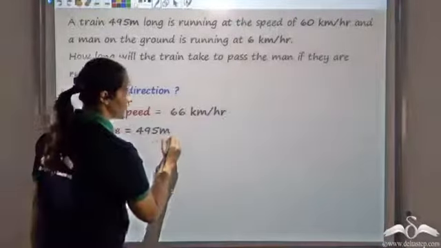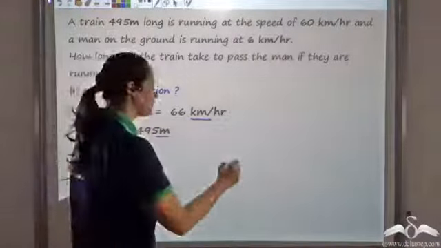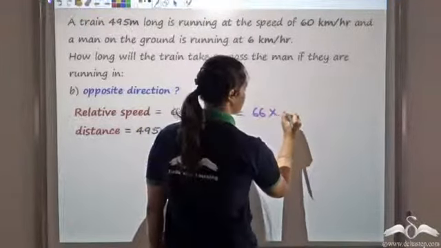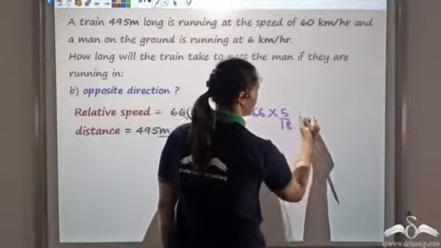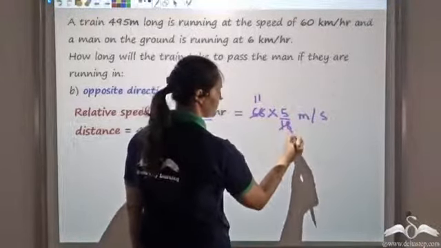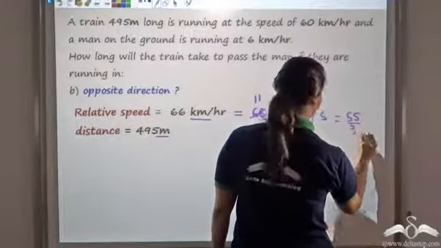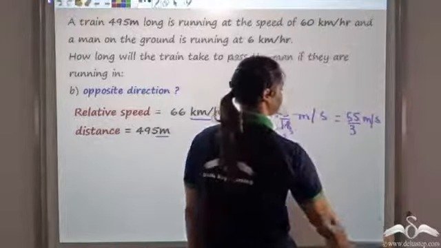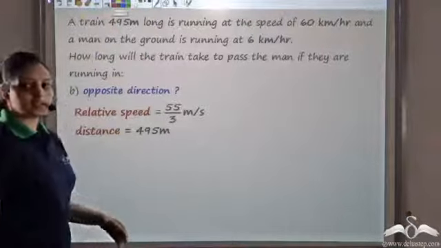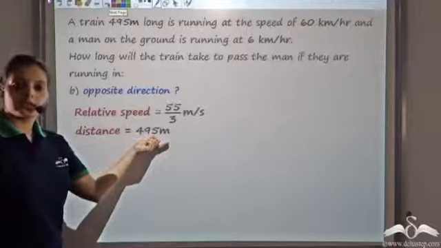But before that, same units is important. So this is 66 kilometers per hour. I convert it into meters per second, which would be 66 into 5 by 18 meters per second. Now 6 11s are 66 and 6 3s are 18. So this is 55 by 3 meters per second. So I get this 55 by 3 meters per second and distance is 495 meters.